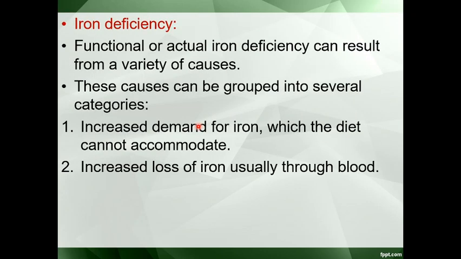Iron deficiency. Functional or actual iron deficiency can result from a variety of causes, and these causes can be grouped into several categories. The most common cause: the deficiency can occur when there is an increased demand for iron which the diet cannot accommodate, or the diet is not providing a sufficient amount of iron, or there is an increased loss of iron, and usually it takes place through the blood.